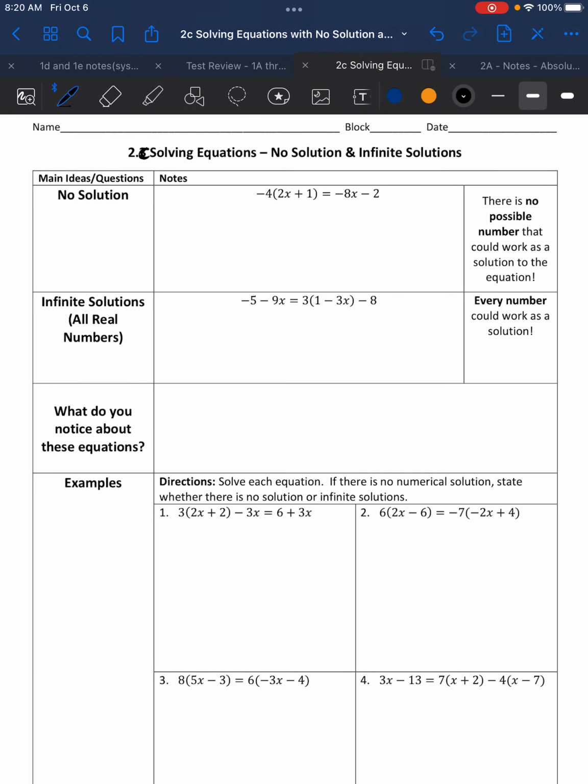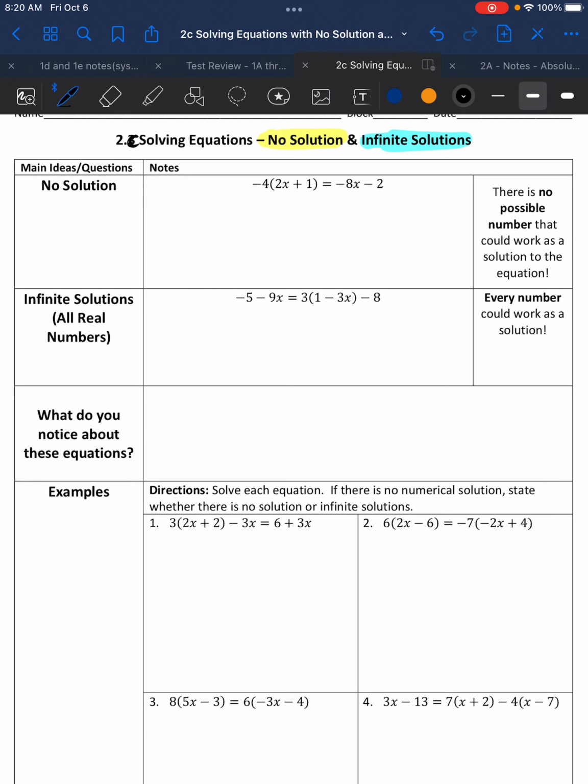All right, welcome to 2C Notes, which is solving systems of equations. Now we're going to highlight today with talking about no solutions and infinite solutions. That's something new for us. Here's some quick notes on top. We're going to solve them just the way we solve any other multi-step equation.